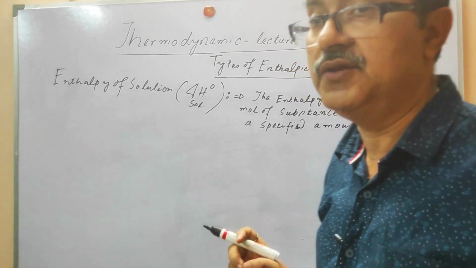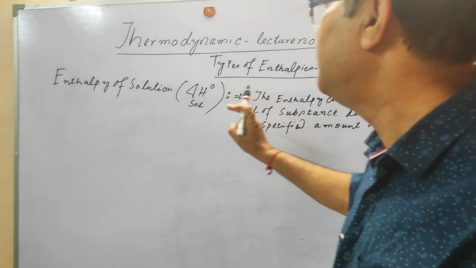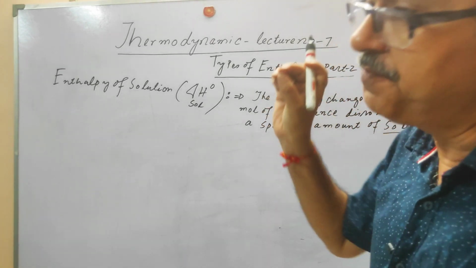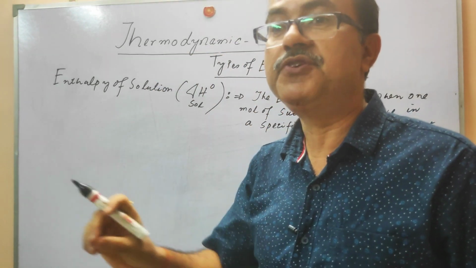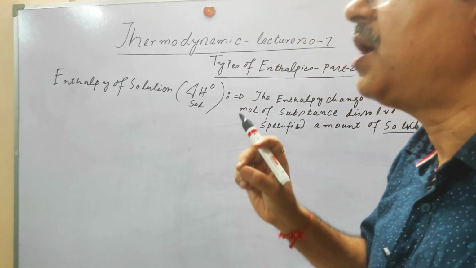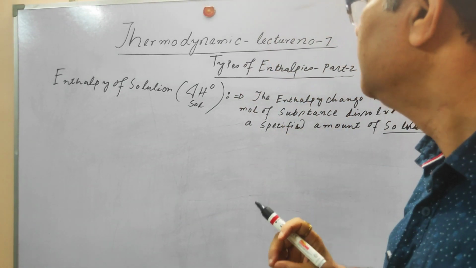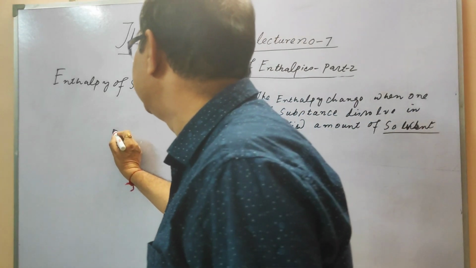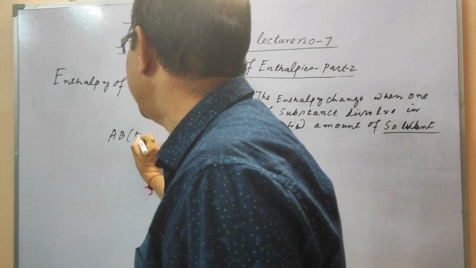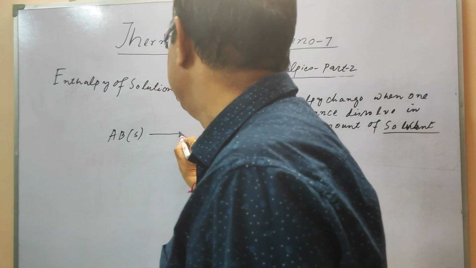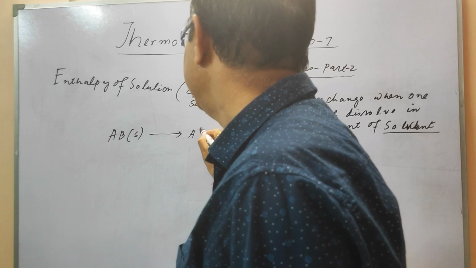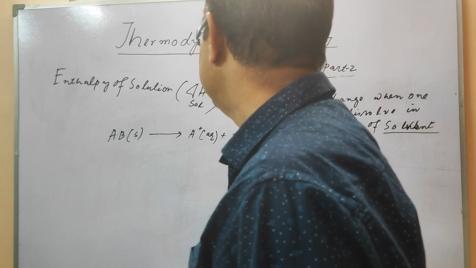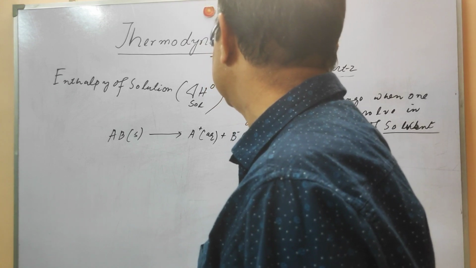at infinite dilution. At that time, the enthalpy of solution will be different. But we are not discussing that. We are discussing when we put some substance in a specified amount of solvent. At that time, what is the enthalpy change? To understand this, suppose we take AB as an ionic solid. It will dissolve and produce ions in the aqueous medium.